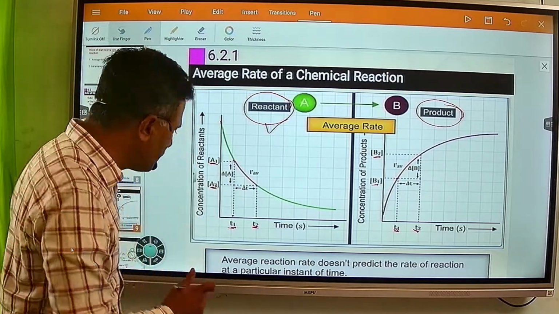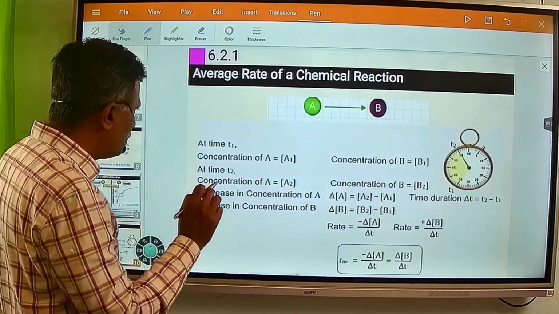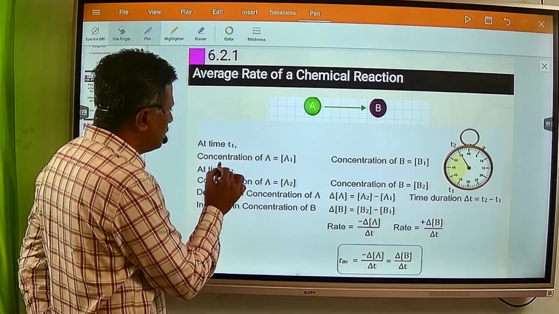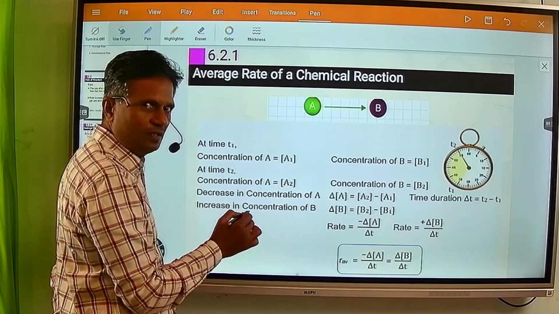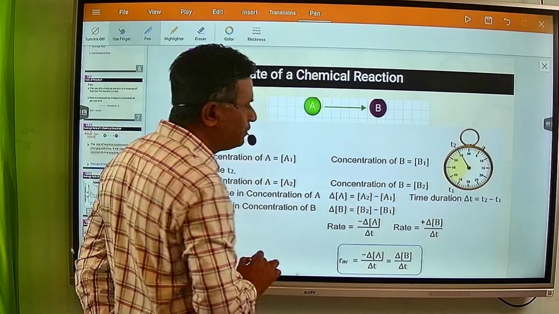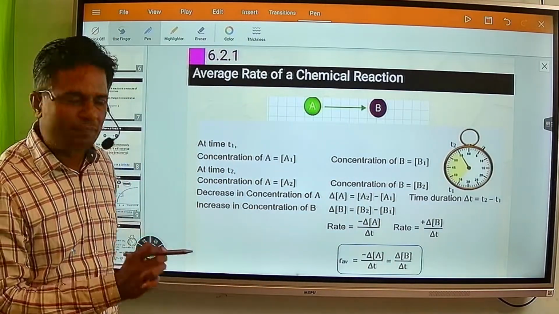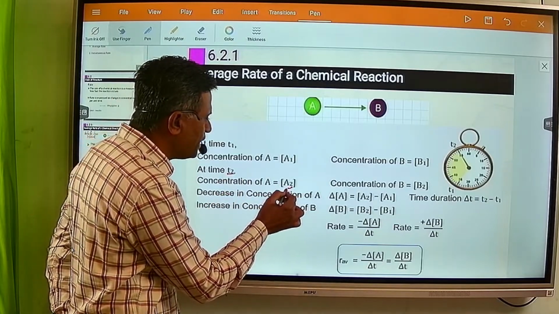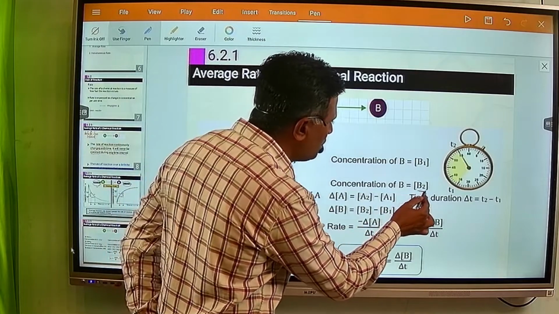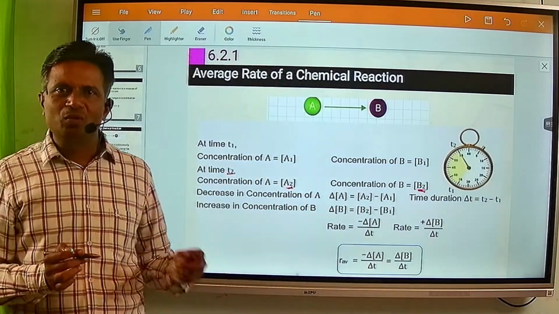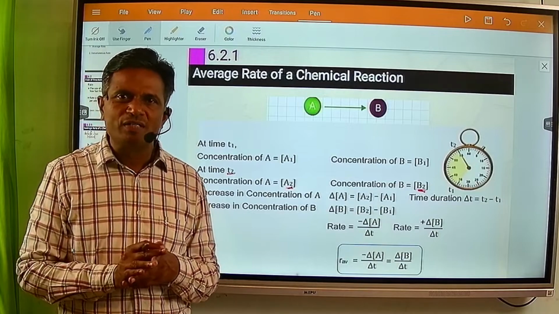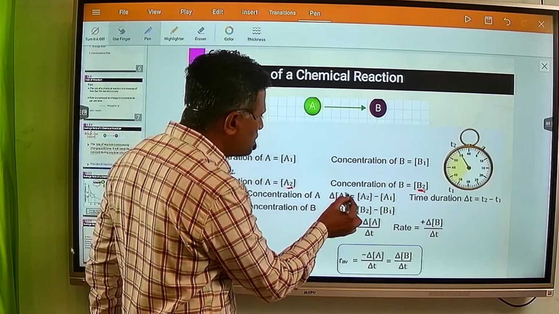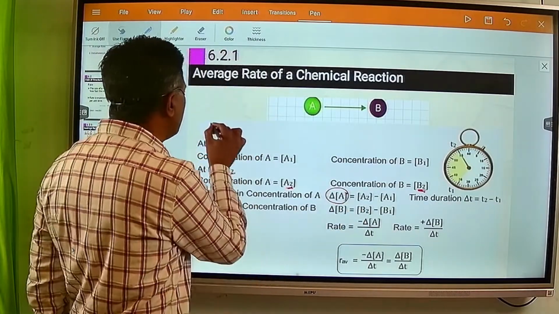So how to determine that average rate? With reference to those graphs, I can write here, at time t1 the concentration of A is A1, clear, and the concentration of B is B1. Is it clear from that graph? Now at time t2, the concentration of A is A2 and the concentration of B is B2. That means you have two different time intervals and two different concentration terms. Now with respect to reactant, how much is the change in the concentration? So we have used here delta.